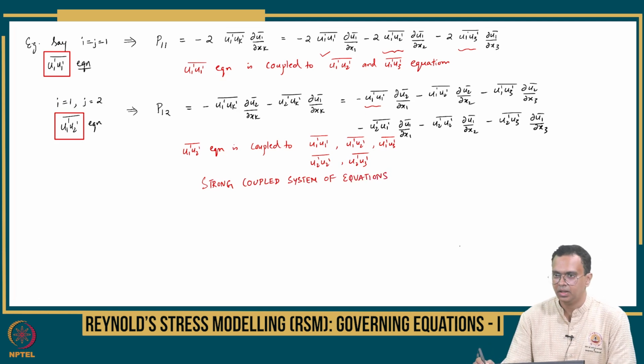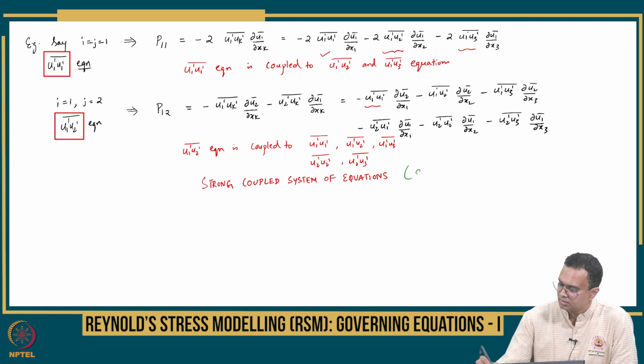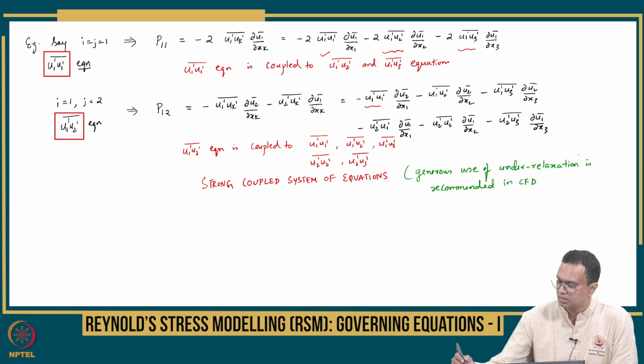So make generous use of under relaxation here to get any converged solution. Okay. Generous use of under relaxation is recommended in CFD calculations to get convergence.